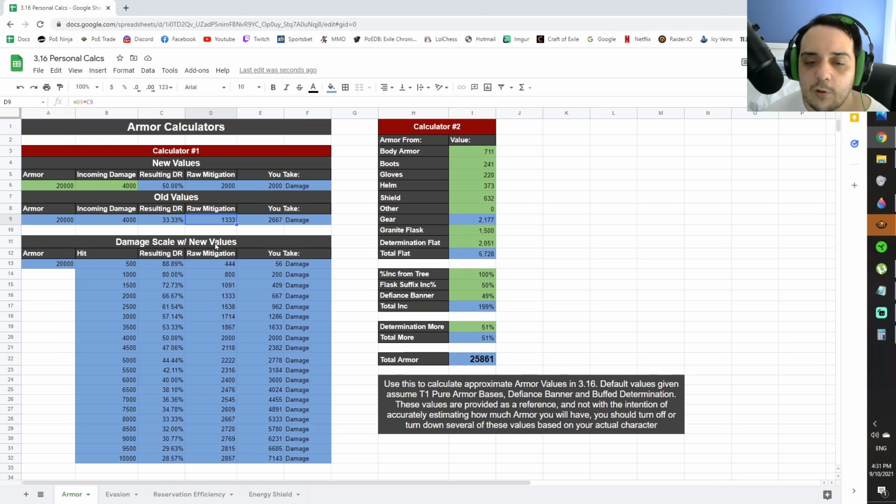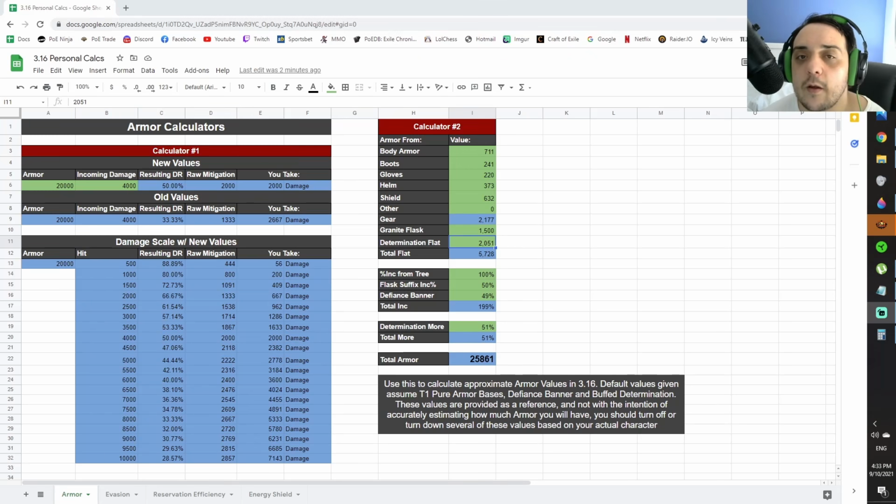Additionally, there's a little damage scale down here. This is going to be based off the armor values that you put up here. But instead of having to input the amount of incoming damage, it's going to basically suggest a bunch of values for the incoming damage, and then you're going to be able to see how much you mitigate and how much damage you take. So with 20,000 armor, a hit of 500 is being mitigated by almost 89%. It means you're only going to be taking 56 out of the 500 damage. On the other hand, for a hit of 10,000, you're only going to be mitigating 2,800 and taking 7,100.